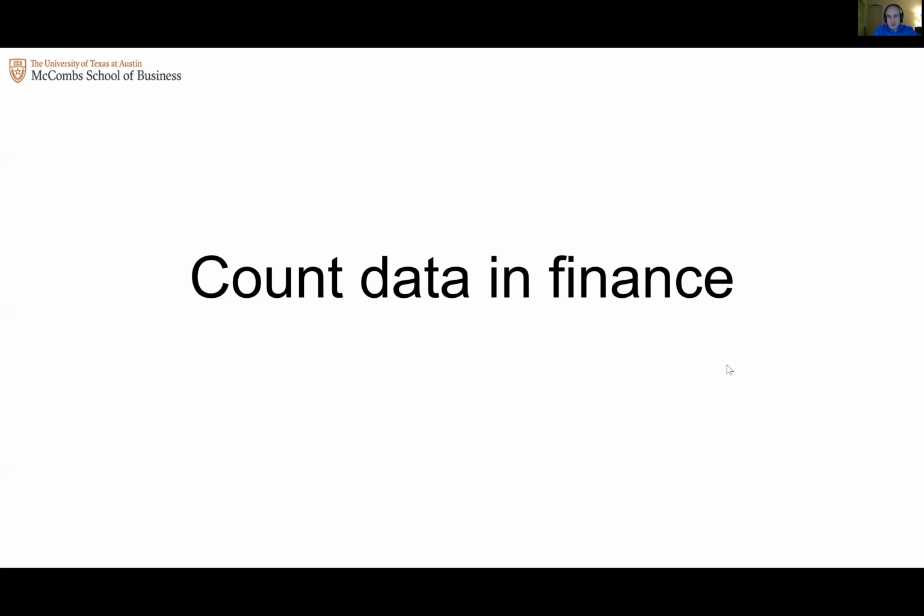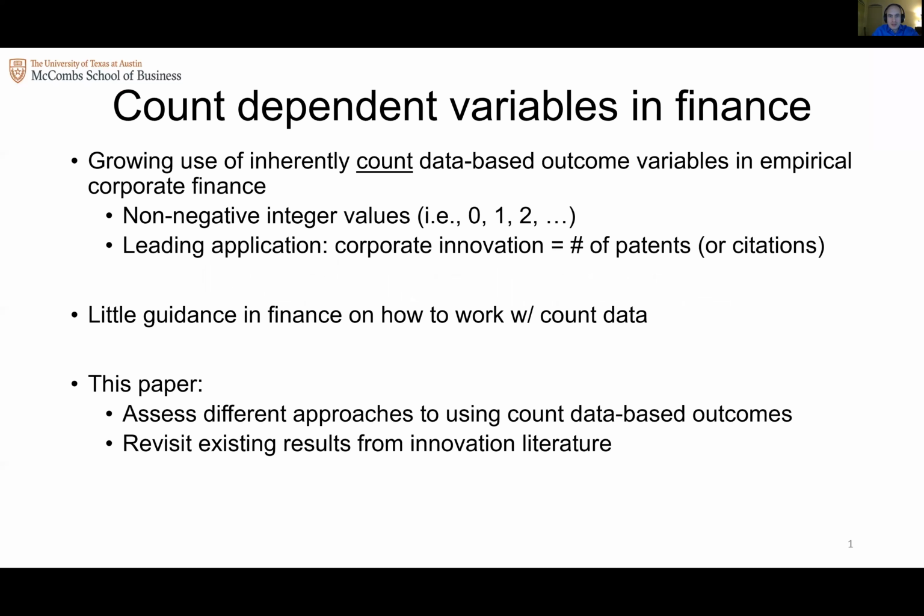Okay. So this is essentially a methodological paper. It's the first methodological paper I've ever been involved in. And so let me just tell you what it is we're thinking about and what it is we're doing here.